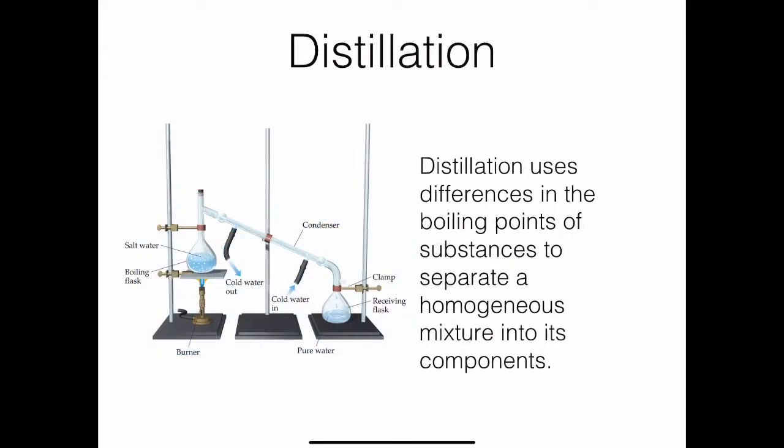Distillation. In distillation, it uses the differences in boiling points of substances to separate a homogeneous mixture into its components. So we can have two substances that look very similar to each other, two clear, colorless liquids in the same container. And how are we going to separate those? Filtration won't work because both of those are liquids with the same size particles, and both of them will fall right through the filter paper. So instead, we need to distill this sample, or separate the liquids based on boiling points.